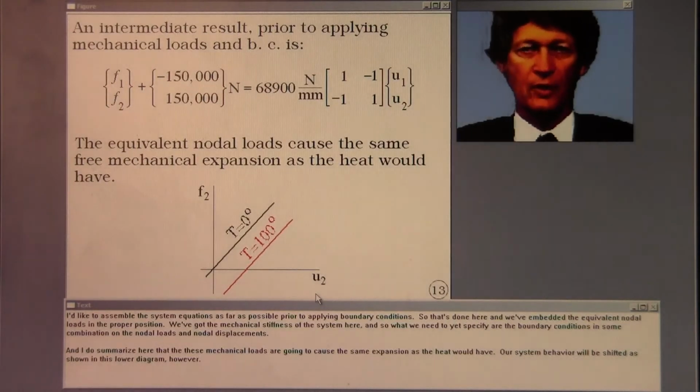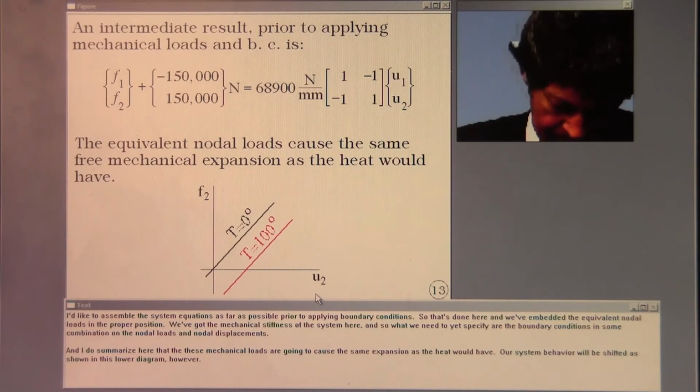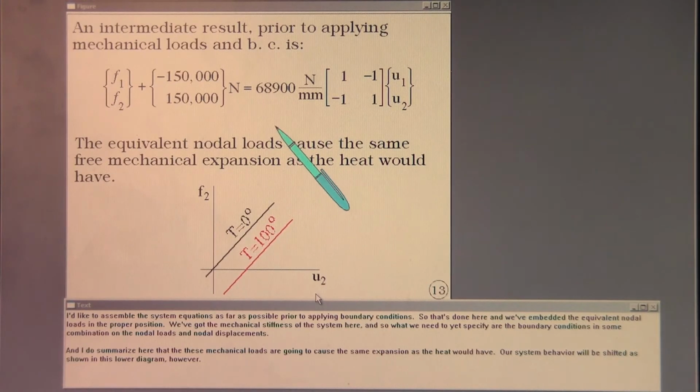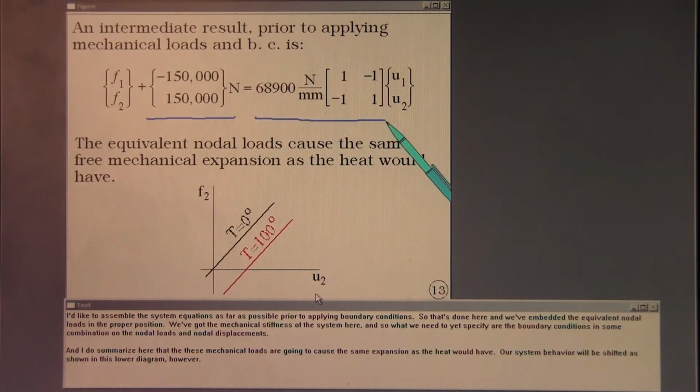I'd like to assemble the system equations as far as possible prior to applying boundary conditions. So that's done here, and we've embedded the equivalent nodal loads in the proper position. We've got the mechanical stiffness of the system here, and so what we need to yet specify are the boundary conditions in some combination on the nodal loads and nodal displacements.